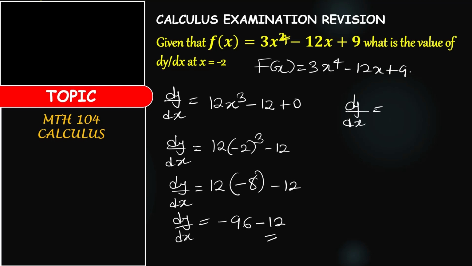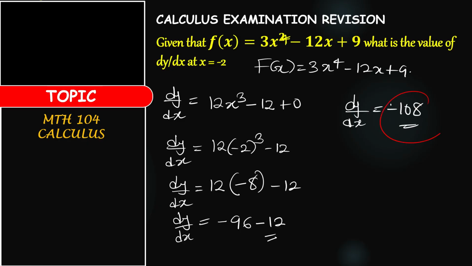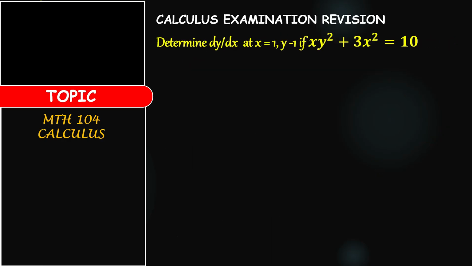The s will be minus 96 minus 12, which will give us minus 108. I think this is a correct question, and that is the answer there at D. All right, that is the answer there at D.